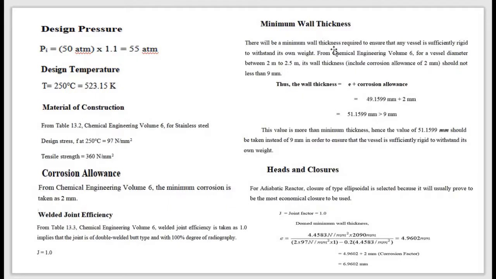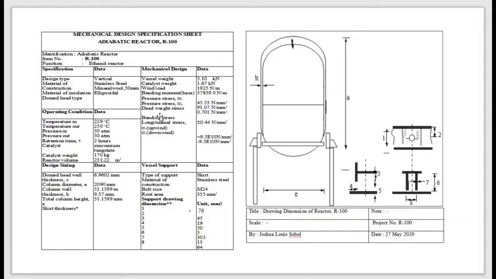For the minimum wall thickness, after considering what has been stated here, you put the value into the equation, and then we calculate, and we find this is the value, and it is bigger than 9. So we decided to take this value instead of 9, because 9 cannot hold the vessel. This value is already provided in the table. And then we find the head enclosure, we put all the values into the equation, and we find this value as stated on this table here.